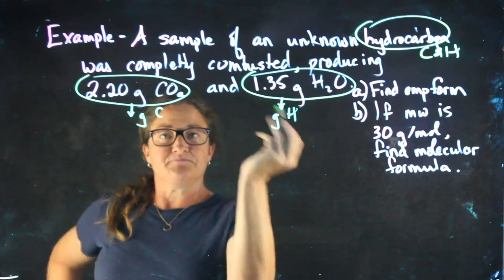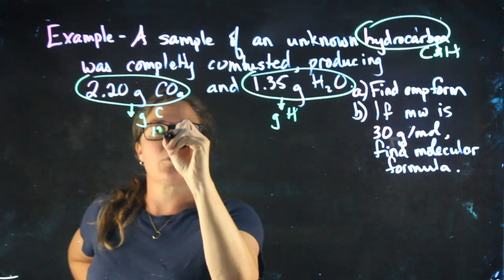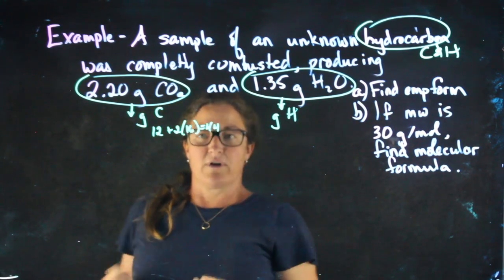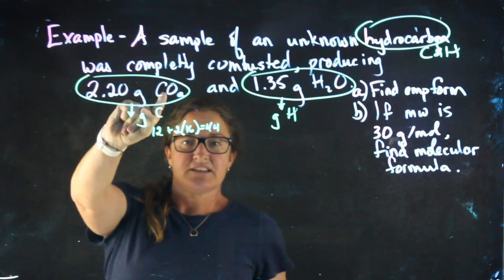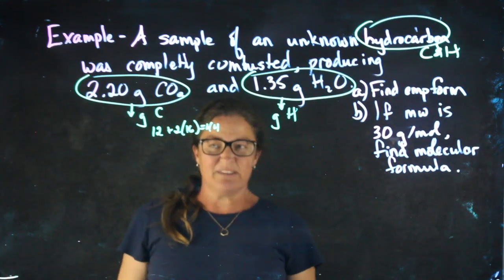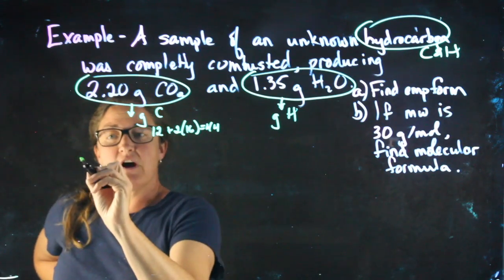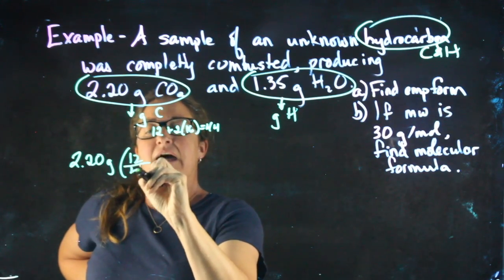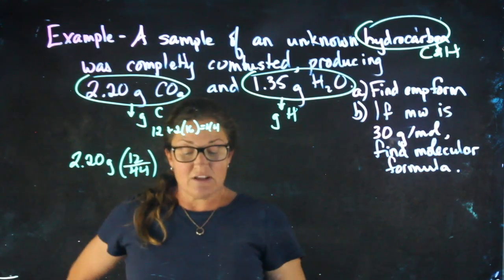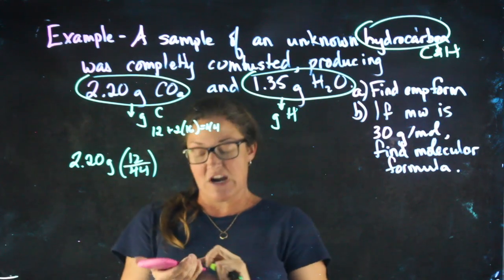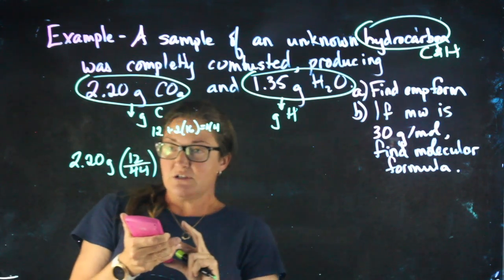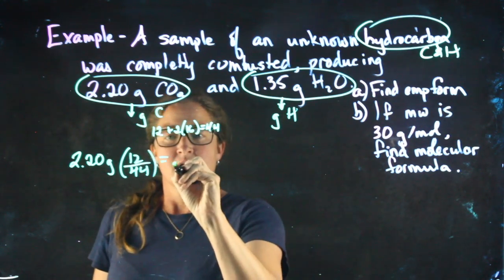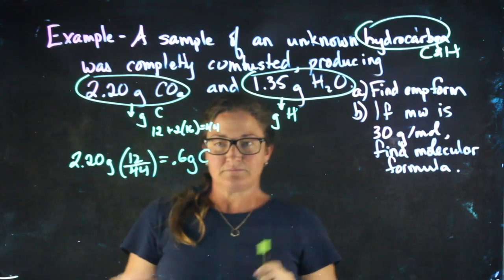So for carbon dioxide, it has a molecular weight of 12 plus 2 times 16, or a total of 44. Of the carbon dioxide, 12/44 of it is carbon. So if I want to find the grams of carbon, I take 2.20 grams of CO2 and I multiply by 12/44, because that's the mass fraction of carbon. So 2.20 times 12 divided by 44 gives me 0.6 grams carbon.